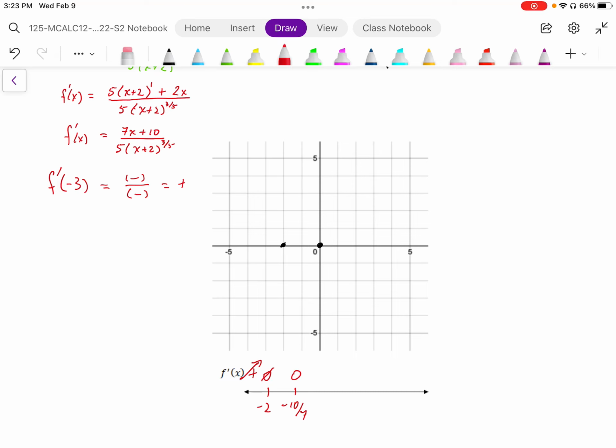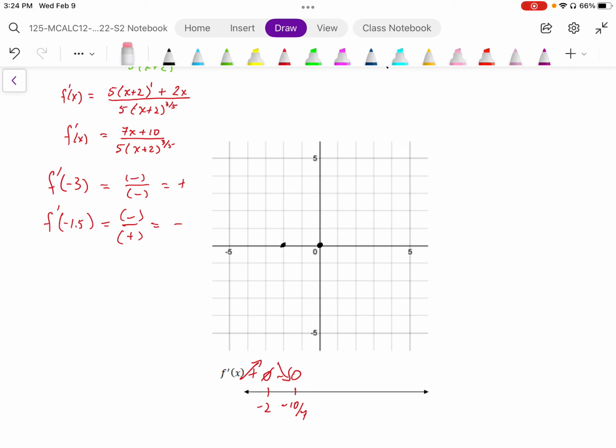Okay, so between -10 over 7 and -2, I'm going to try -1.5 because that's going to be in between there. When I plug -1.5 in, I'm going to end up with negative on top, and then positive on bottom. So that's going to give me negative slope through this region here. So I know I'm going down. So it's probably a kink. It's probably going to go up like that to the 0 and kink down. Okay, that's what I'm anticipating based on what I'm seeing there.